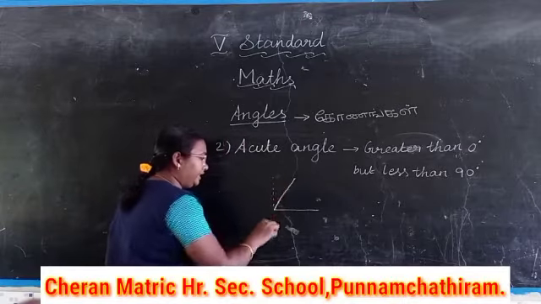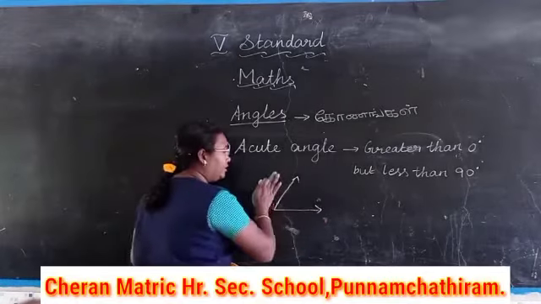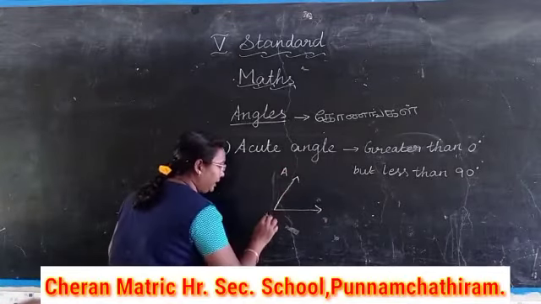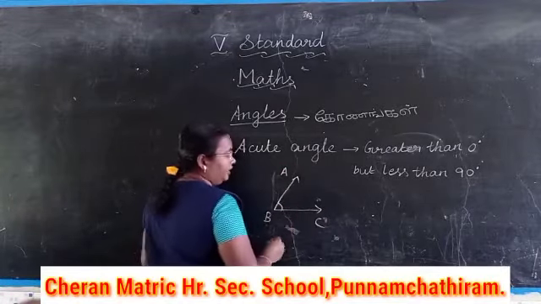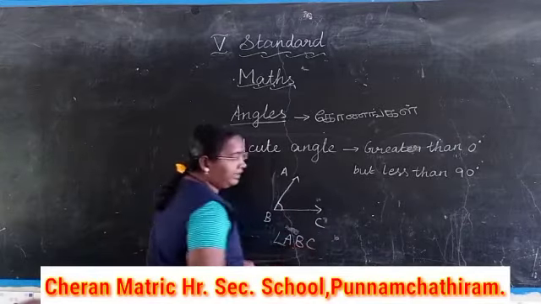If this is the 90 degree, so it is less than 90 degree. So this is an acute angle. You can give the name. Here an angle is formed. Angle ABC is an acute angle.